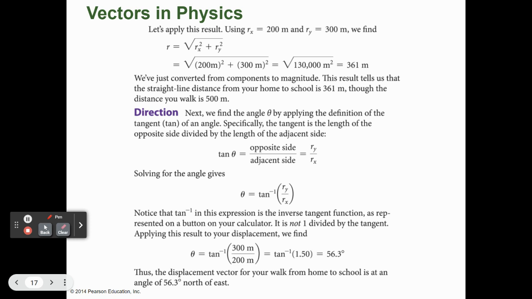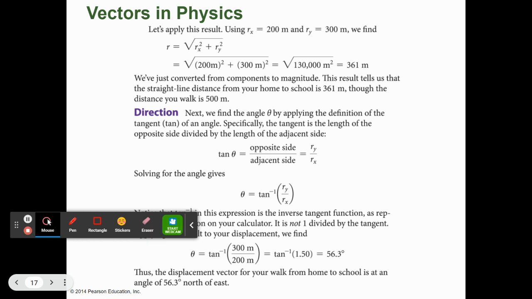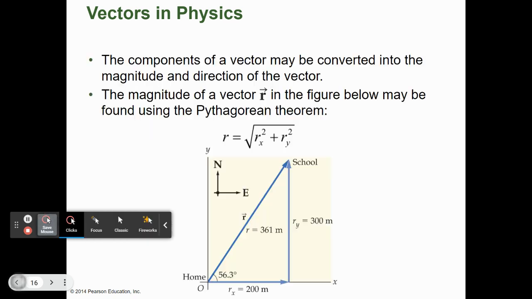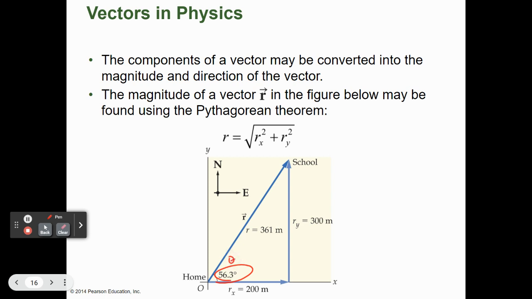To find the angle, let's go back and look at the triangle again. We're looking for this angle that's 56. We're going to pretend like it doesn't say 56. This is the angle we're looking for. And so we're going to think, all right, what trig function can I use to figure that out? Well, I know what x is and I know what y is. So opposite over adjacent, I could use tangent.